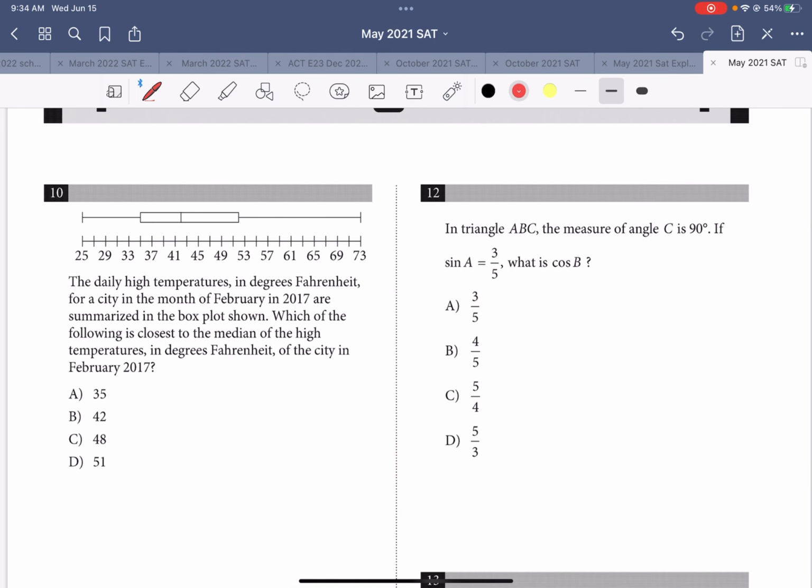Now number 10. The daily high temperature in degrees Fahrenheit for a city in the month of February 2017 is summarized in the box plot shown. Which of the following is closest to the median of the high temperature in degrees Fahrenheit of the city in February 2017? So the median is right here.